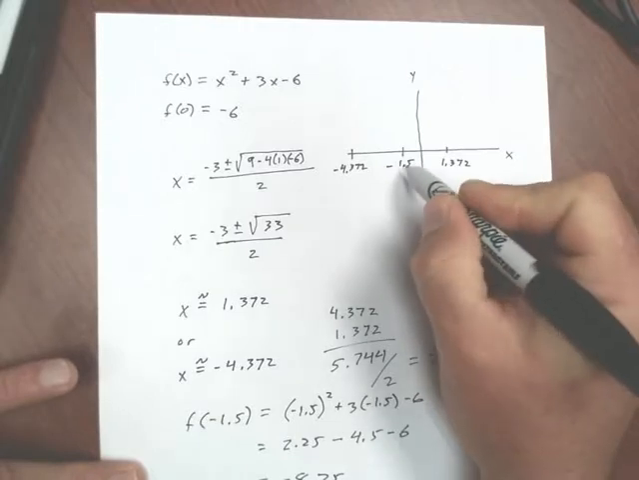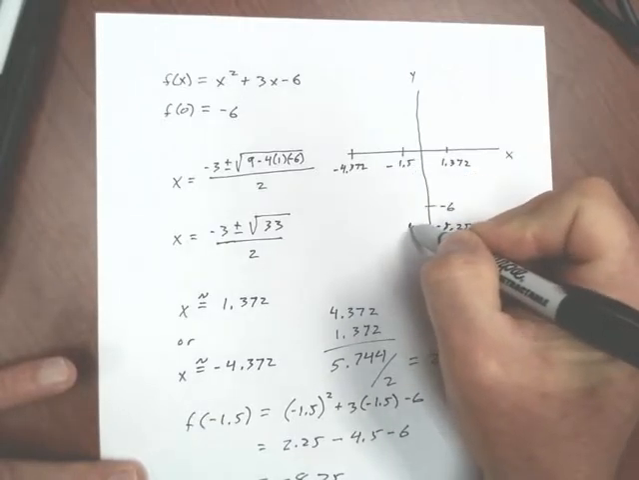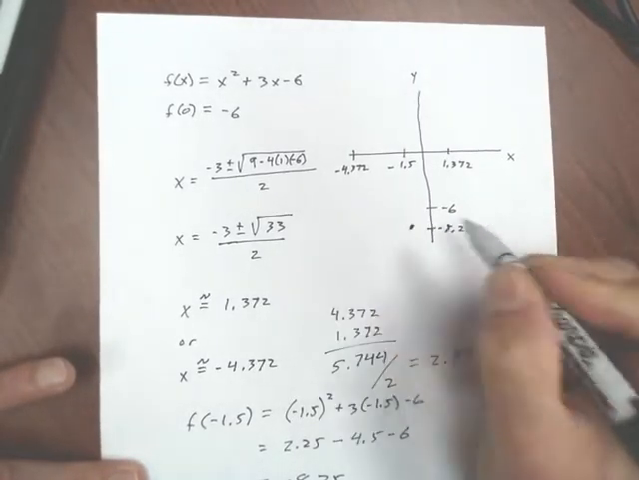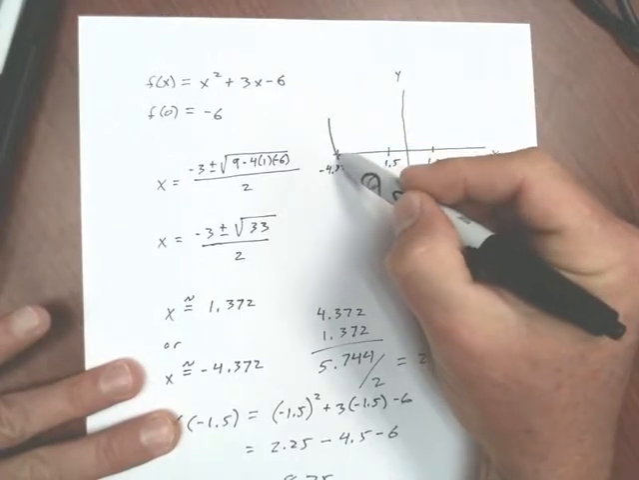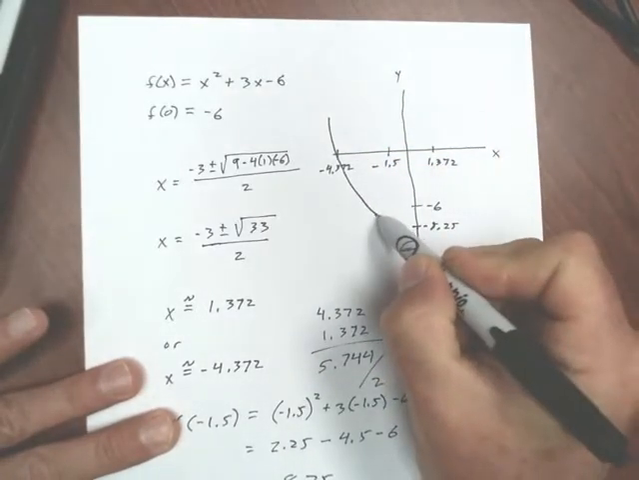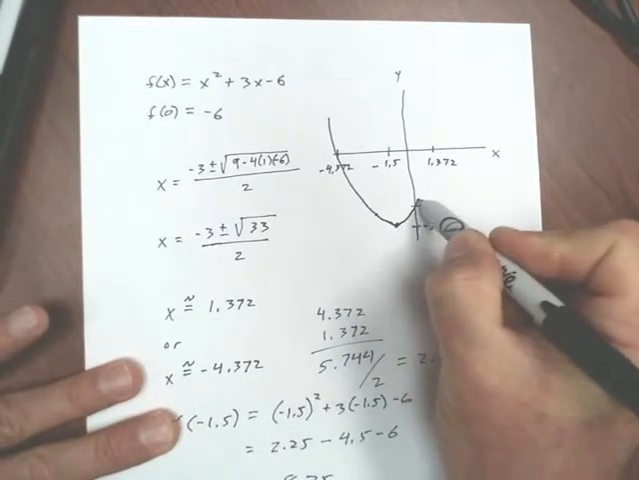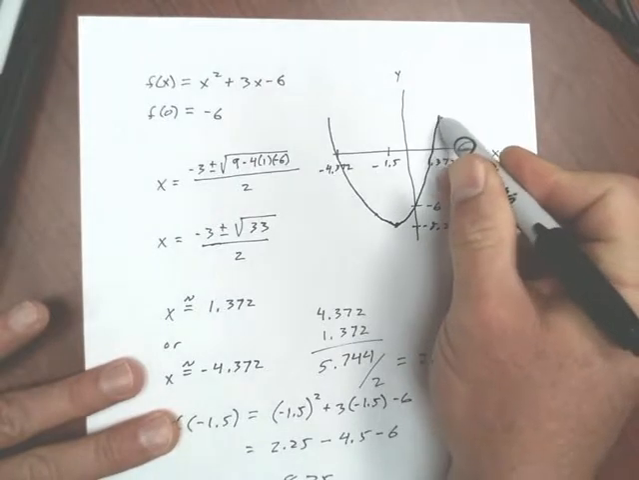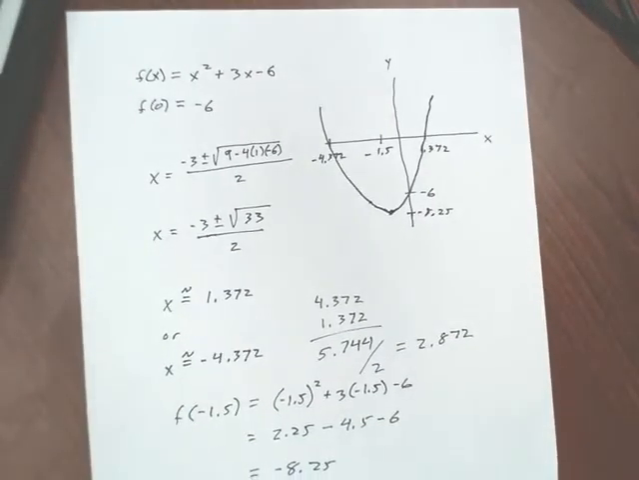Okay, so right somewhere in here, that's going to be my minimum. That's going to be the lowest point on that curve. So this curve looks like this. Let's do another one.